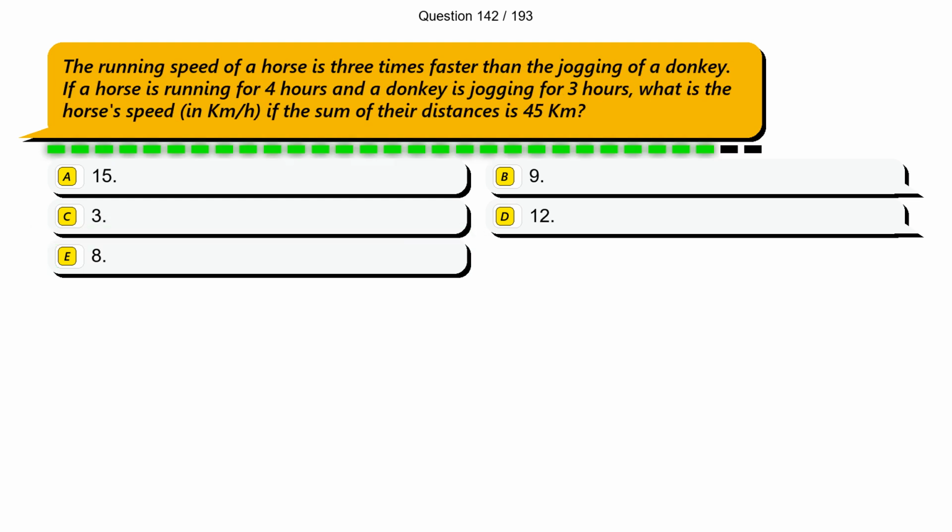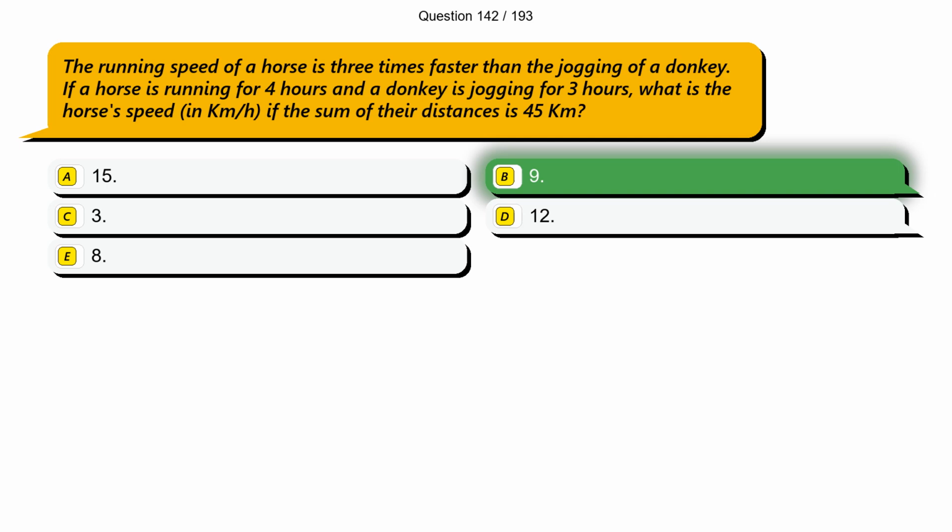Question 142. The running speed of a horse is 3 times faster than the jogging of a donkey. If a horse is running for 4 hours and a donkey is jogging for 3 hours, what is the horse's speed in km/h if the sum of their distances is 45 kilometers? Option A 15, option B 9, option C 3, option D 12, option E 8.